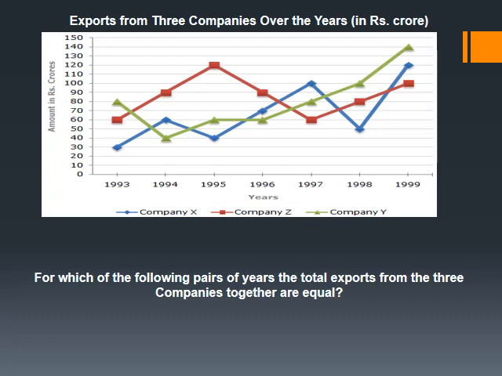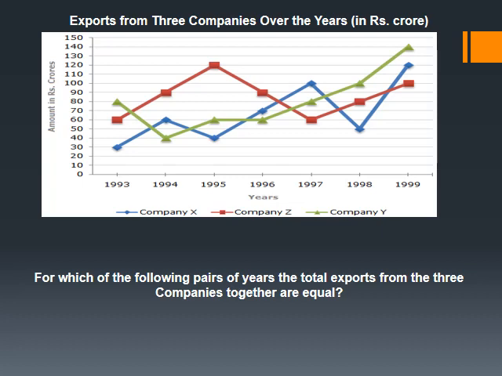That means there are some years in which the total exports from the three companies together are equal. That means in 1993, the three companies' exports, we have to add all of them. 1994, three companies' exports, we have to add all of them. Like that, from 93 to 99, all three companies' exports should be added for each year and find out which years they are the same.